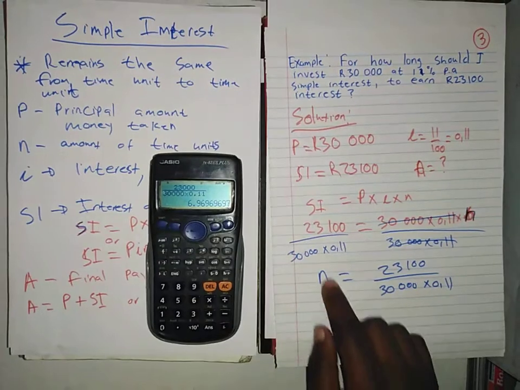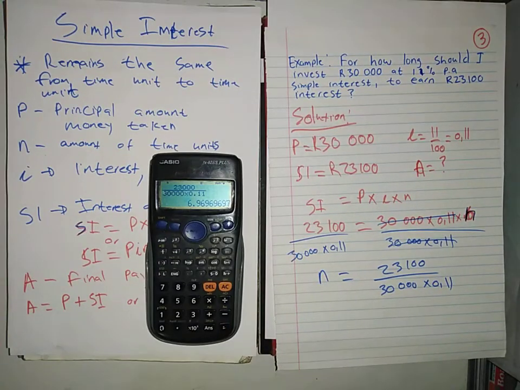Now remember, they say how long. When they say how long, ladies and gentlemen, I can put this number as it is as an answer, but when you are looking at time, you must always round it off.